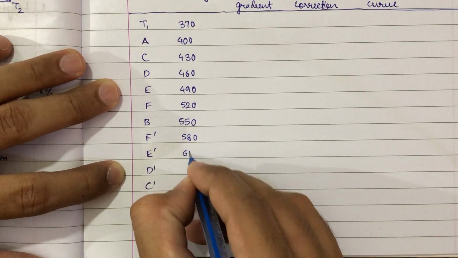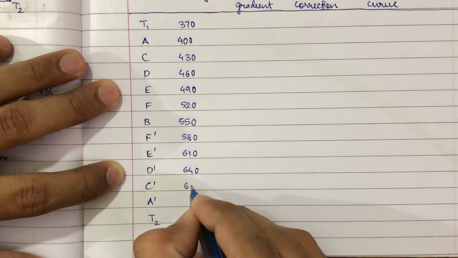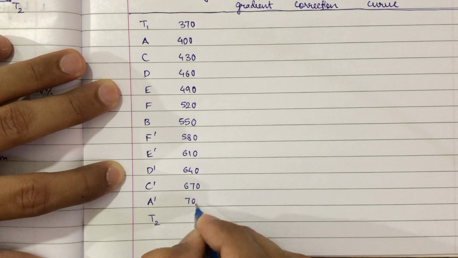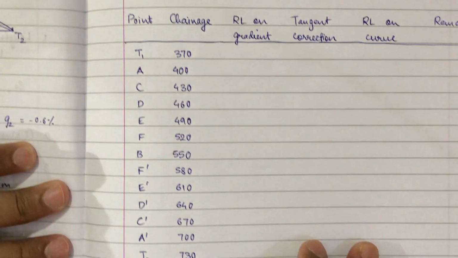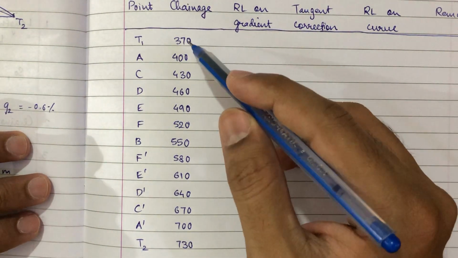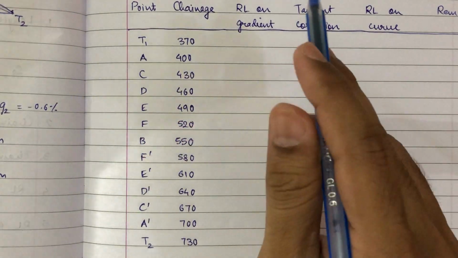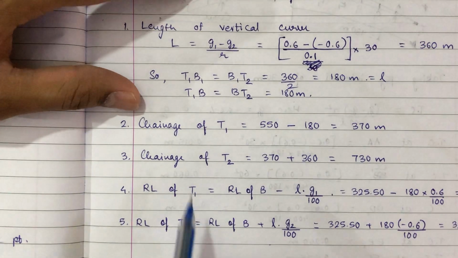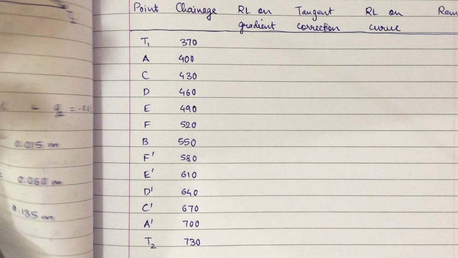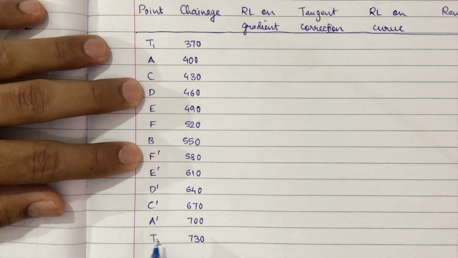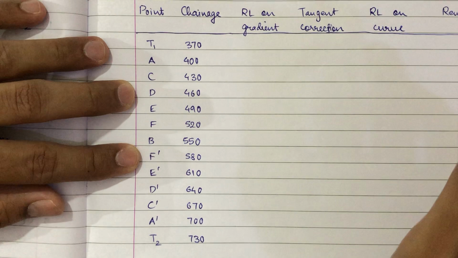Then E dash will be 610. D dash will be 640. C dash will be 670. A dash will be 700, and T2 will be 730. Now let us see whether these chainages are the same that we got. Chainage of T1 is 370 and chainage of T2 is 730. So this is correct. Here also it is checked and found correct.